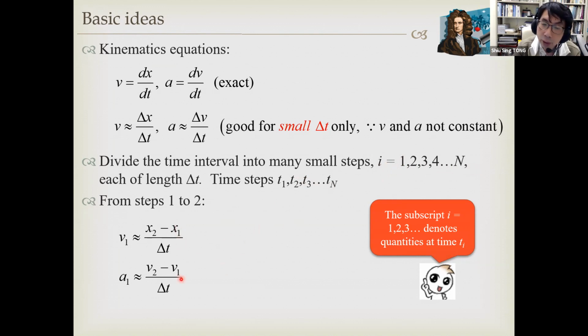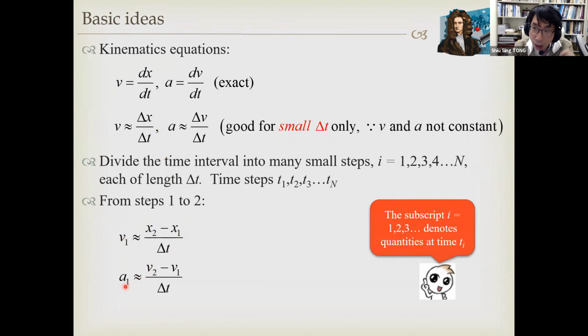We are given x1 and v1, that is the initial position and the initial velocity. But we know that the velocity in the first time interval is approximately equal to delta x over delta t. But what is delta x? Delta x is x2 minus x1. x2 is the position of the object at the end of the time interval, while x1 is the position at the beginning of the time interval. So x2 minus x1 gives you the delta x, divided by the time interval delta t.